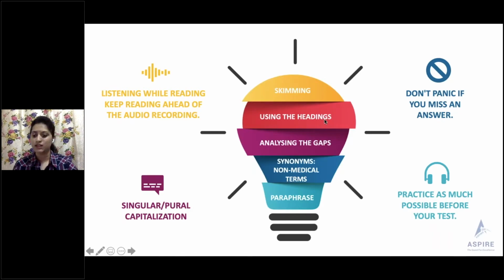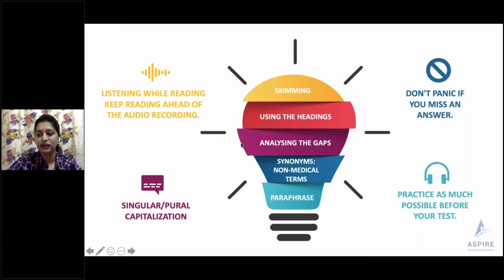Next is using the headings. The headings which divide the notes are extremely important when you are preparing for and completing the questions in the listening part A especially, because they can help you keep up with the flow of the talk as well as predict the direction the conversation might take.